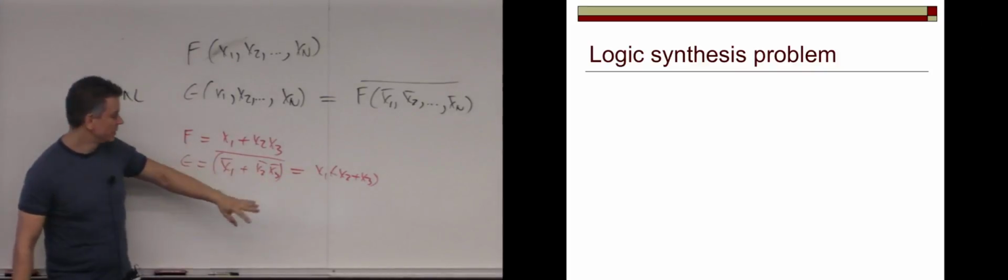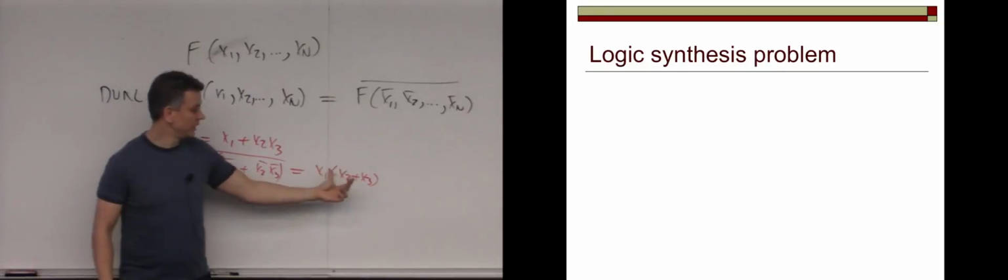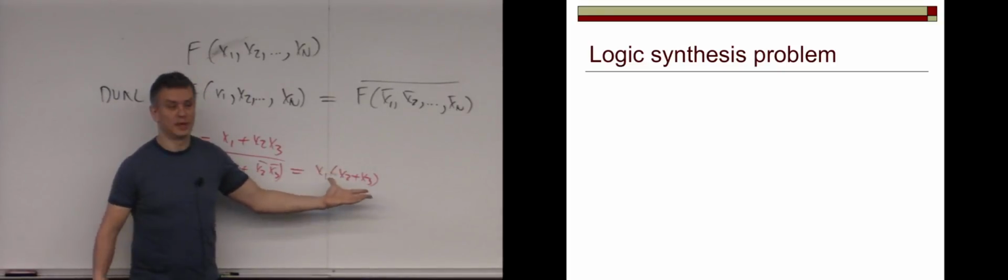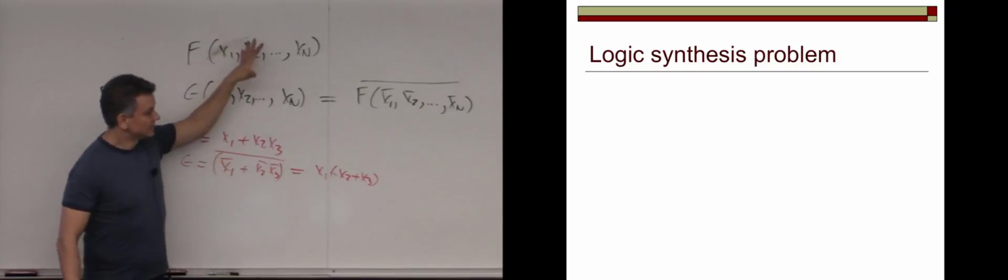For the non-computer engineers, don't worry about this step. So this function can be simplified to this function. That's part of what we teach the undergrads. It's called De Morgan's law. All right, so that's the dual here.